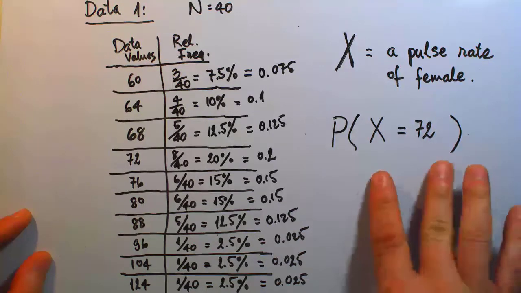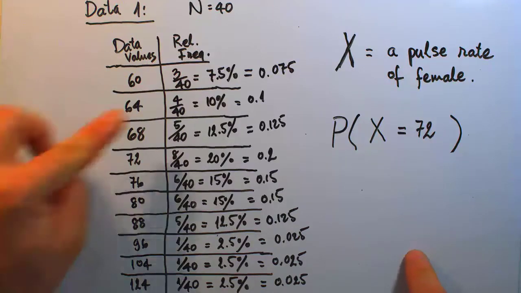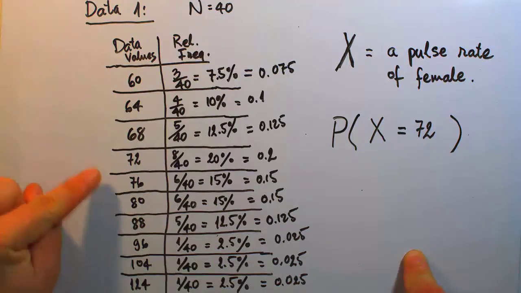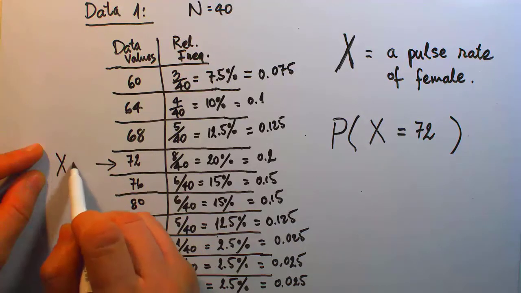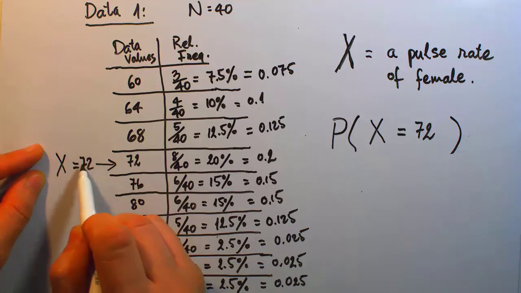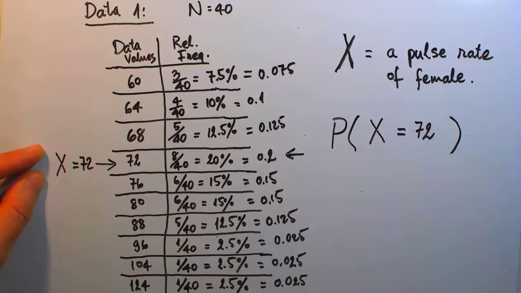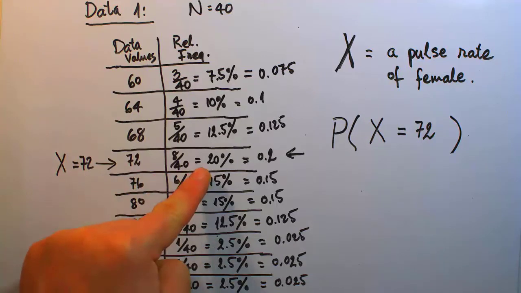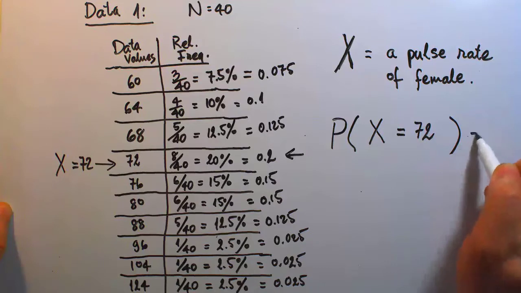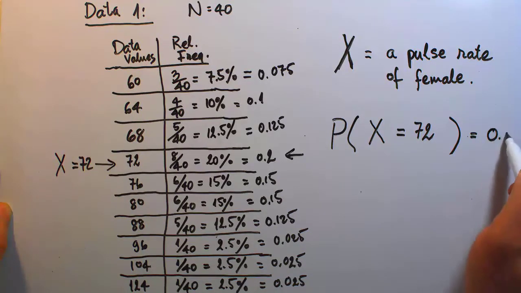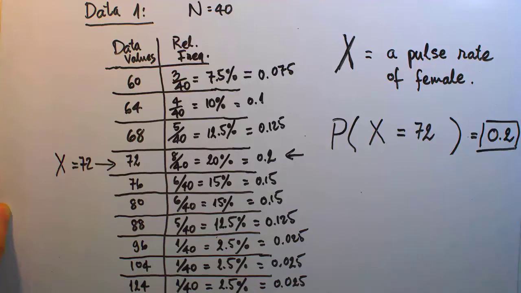Simply taking this as a probability question, we already had an answer. The answer is among these right here. When x equals 72, it's right there, and the probability correspondingly is right here. It's 8 out of 40, or 20%, or in decimal 0.2. So that answer is 0.2. We found an answer by reading it right out from the table.